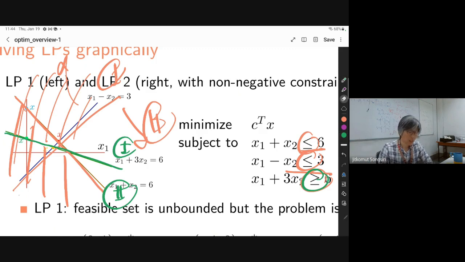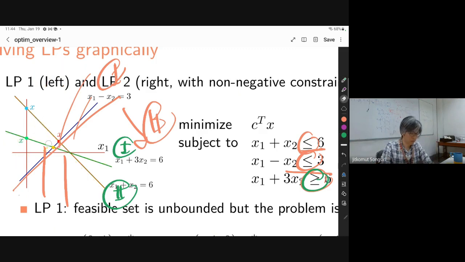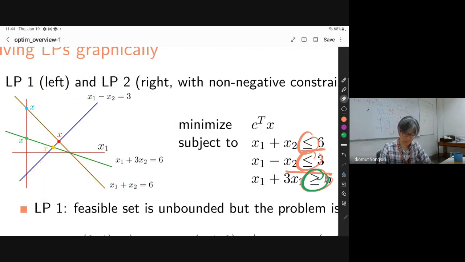I'm going to erase. If you intersect all of them, how do we get the feasible set? So you're going to get this one, right?